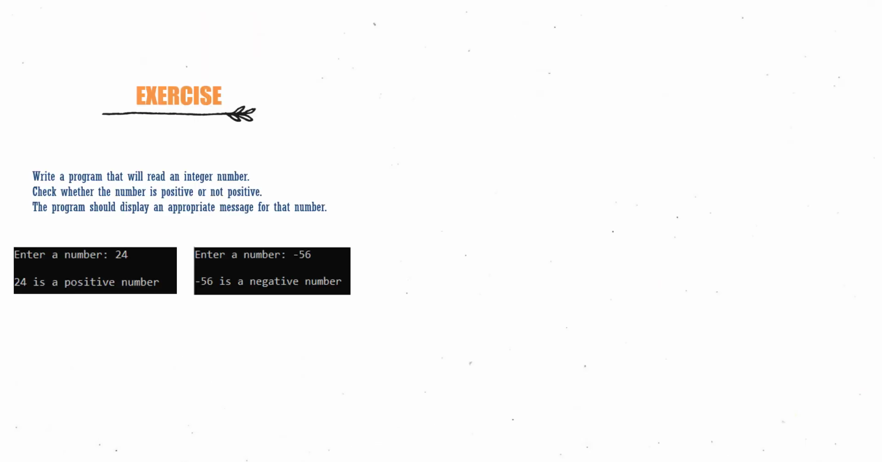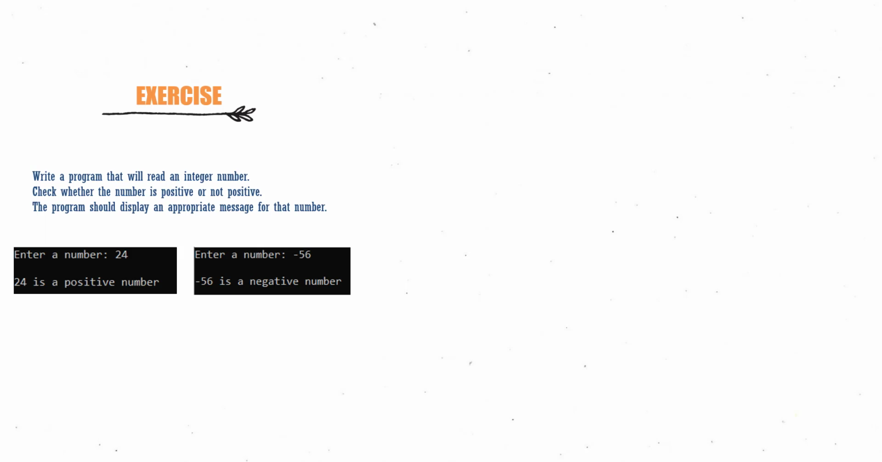Moving on to the next question. It says here to write a program that will read an integer number. Check whether the number is positive or not positive. The program in the end should display an appropriate message for that number. For example, if we enter the number 24, the message positive number will be displayed. However, if you enter negative 56, the message negative 56 is a negative number will be displayed.